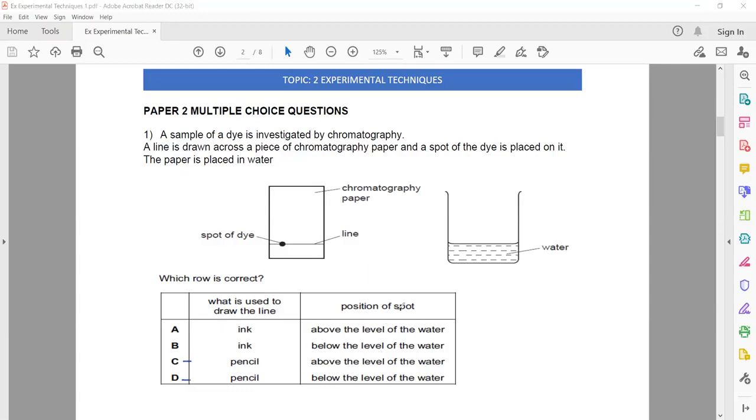And then what should be the position of the spot? The position of the spot should be above the solvent level. This is how we should place it, the spot which we place should be above the solvent so that the spot or the ink does not dissolve directly in the solvent. It will rise as the paper or chromatogram absorbs the moisture or soaks up the solvent. So the correct answer for this one is C.